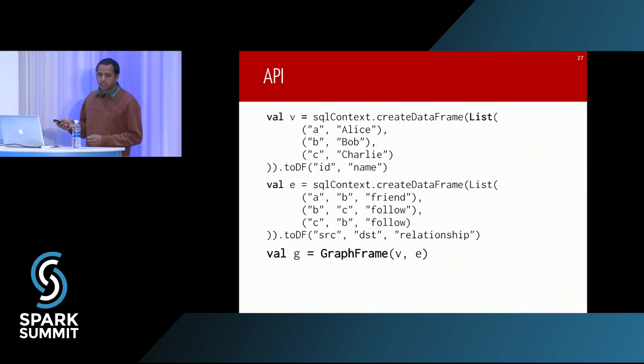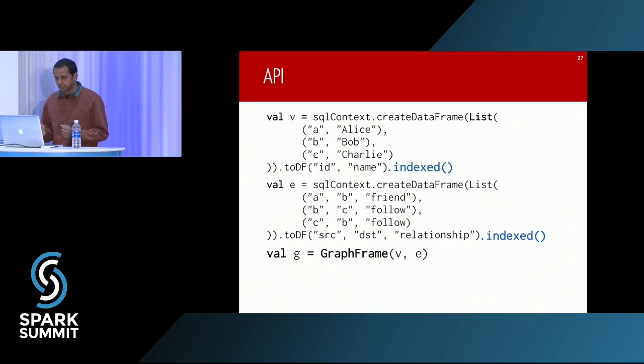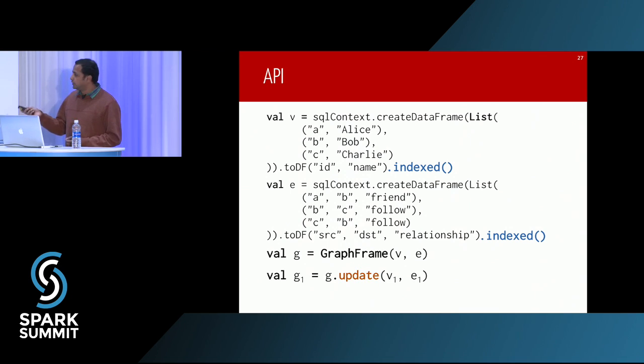In GraphFrames, the original data is stored in DataFrames. So we expanded DataFrames to have an indexed backing where the data is stored in PART structures instead of the normal RDD compressed data structure. And once we have these indexed DataFrames being used in GraphFrames, we can do updates to the graph using the new update API.